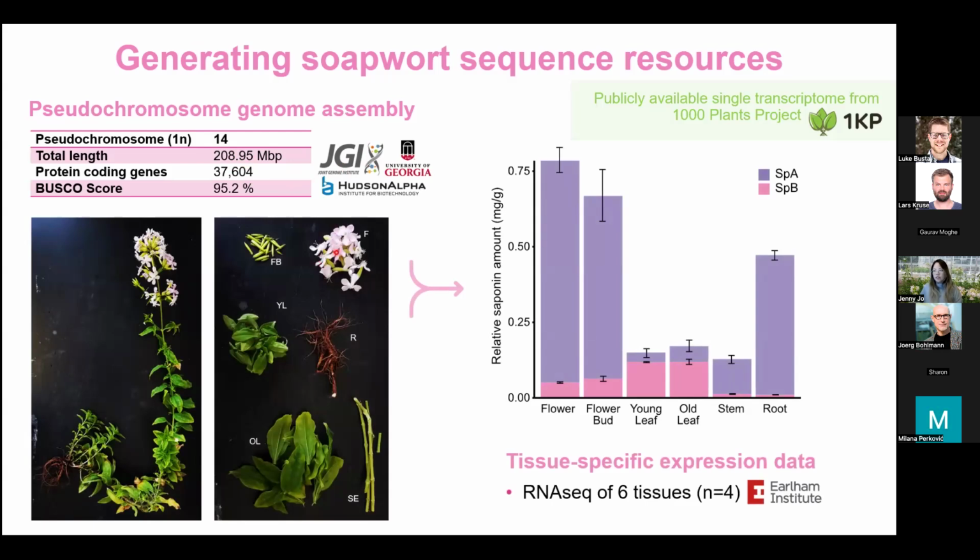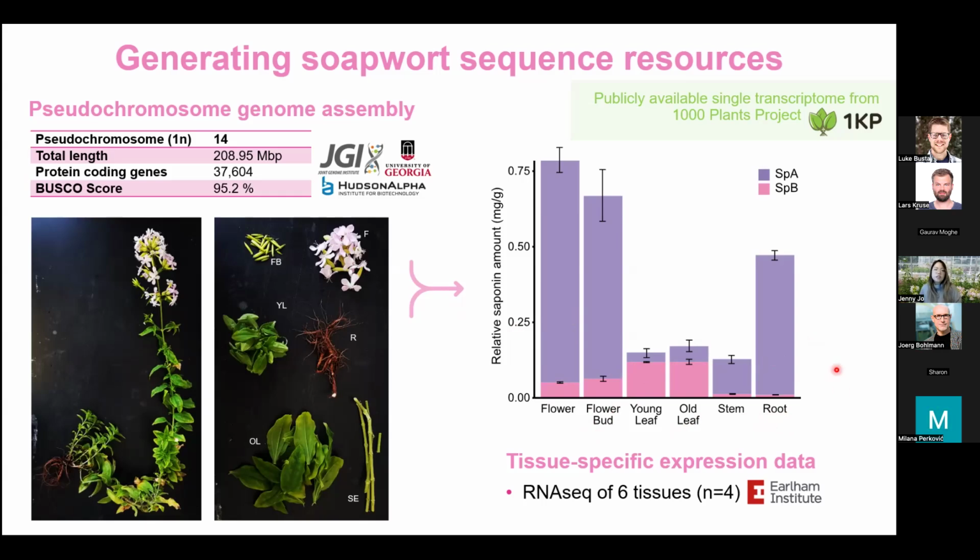After that, I started to look in more detail at the metabolite accumulation in the plant, specifically saponin A and B, to see if there's any kind of tissue-specific accumulation. So I divided the plant into 6 different parts, and you can see that there is this differential accumulation, with A mainly accumulating in the flowers and in the roots, and saponin B more dominant in the green tissue. Regardless, this differential accumulation pattern gave us the opportunity to generate tissue-specific expression data by RNA-seq.